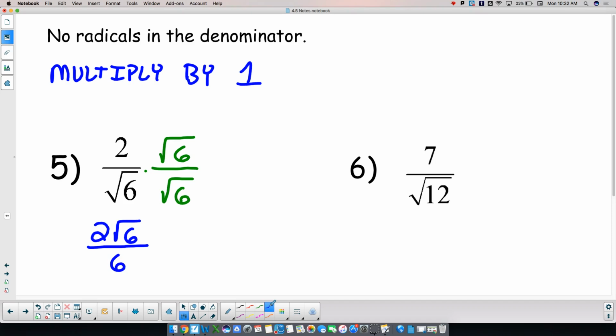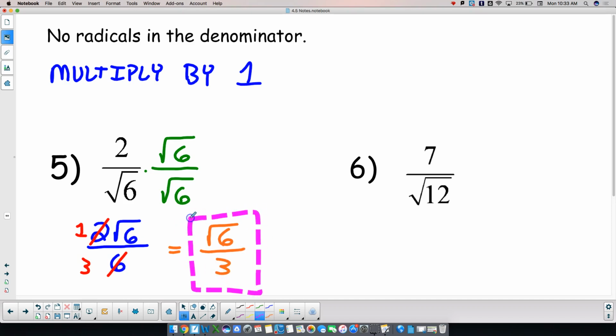Now I look at that fraction and I say outsides can be simplified, because both the 2 from the top and the 6 from the bottom can be divided by 2. So my final answer here is the square root of 6 over 3. Because we're dealing with fractions, we still have to reduce our fraction all the way through.